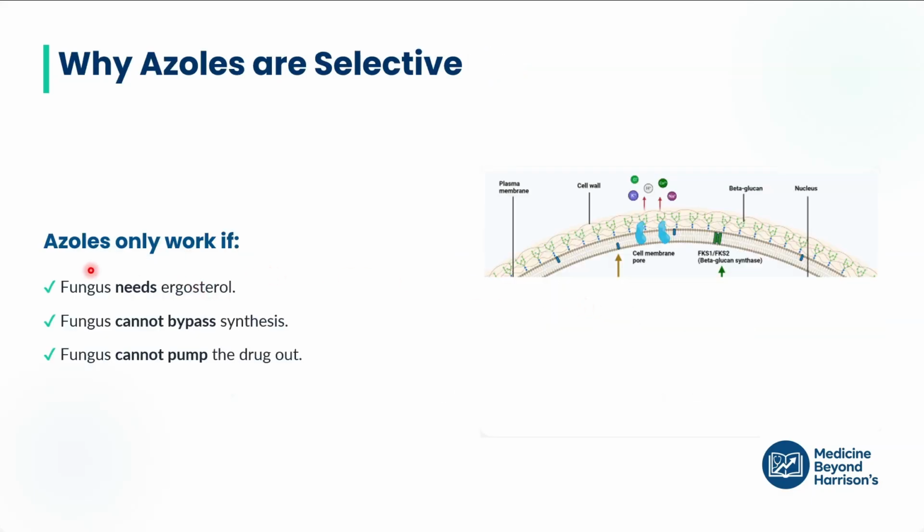Azoles are very selective and only work if the fungus needs ergosterol. The plasma membrane has ergosterol content. So only if the fungus needs ergosterol can azoles act. If the fungus cannot bypass the synthesis of ergosterol, then only the azoles can act, and in a fungus that cannot create pumps to excrete the drug out. So only in these cases are fungi sensitive to azoles.